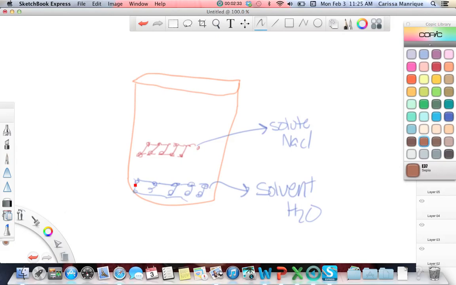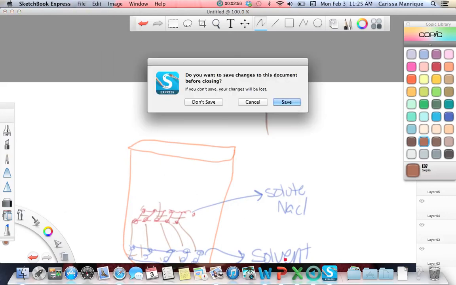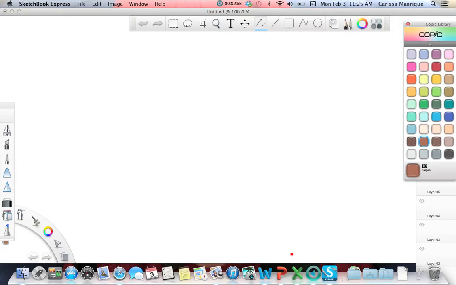So now I need to break these, and form new intermolecular forces between the solvent and the solute. They need to form these intermolecular forces so then they mix. So that's what we're going to be looking at, the energetics there. So, let's go back to the PowerPoint.